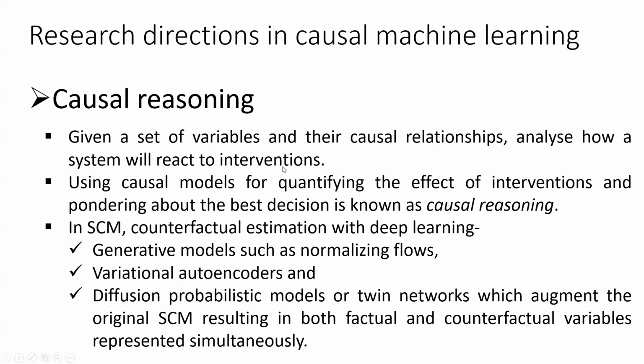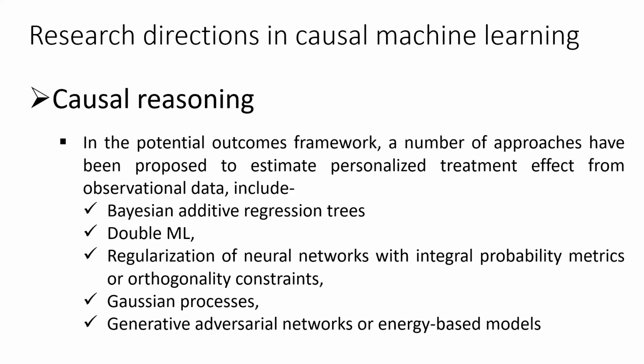So in causal reasoning, given a set of variables and their causal relationships, we analyze how a system will react to interventions. In SCM, there is counterfactual estimation with deep learning, like generative models such as normalizing flow, variational autoencoder, and diffusion probabilistic model, and twin networks which augment the original SCM, resulting in both factual and counterfactual variables represented simultaneously. And in the potential outcomes framework, a number of approaches have been proposed to estimate personalized treatment effect, which is shown here.